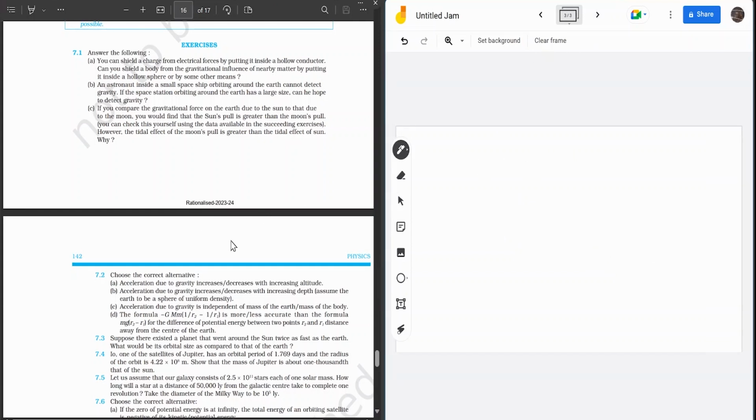Next, choose the correct alternative. Acceleration due to gravity increases or decreases with increasing altitude. It decreases ఎందుకంటే మనకి ఆ ఫార్ములా ఉంది కదా, ఆ ఫార్ములా చూస్తే విల్ బి గెటింగ్ మైనస్. And then acceleration due to gravity increases or decreases with increasing depth. Decreases ఇక్కడ కూడా. Okay, then acceleration due to gravity is independent of the mass of the earth or the mass of the body. Okay, so acceleration due to gravity అన్నది gravity.